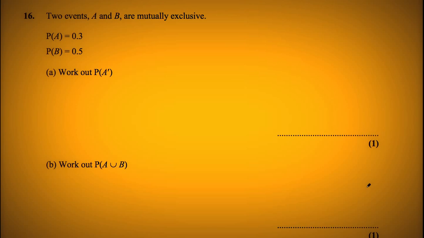Question 16, a probability question. Two events A and B are mutually exclusive. Probability of A is 0.3 and probability of B is 0.5. Work out the probability of A dash, which means probability of not A happening. And that's just 1 minus the probability of A happening, so that is 0.7.